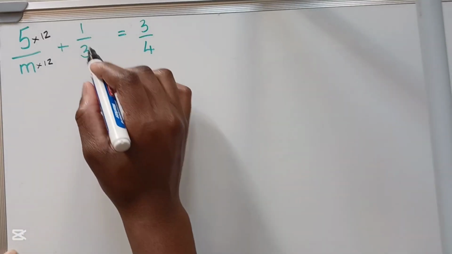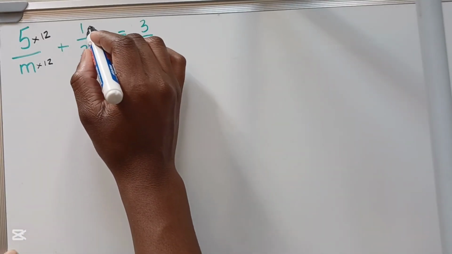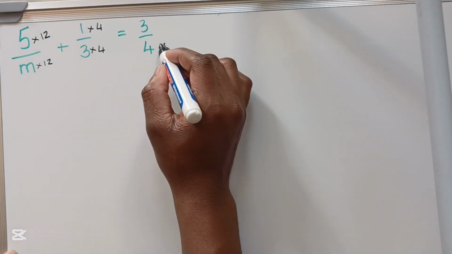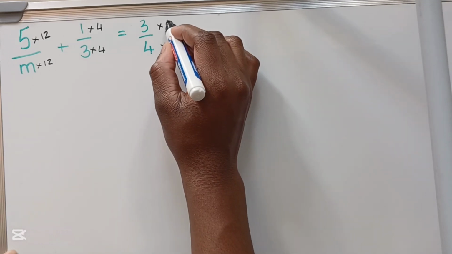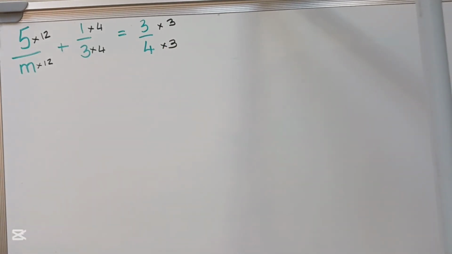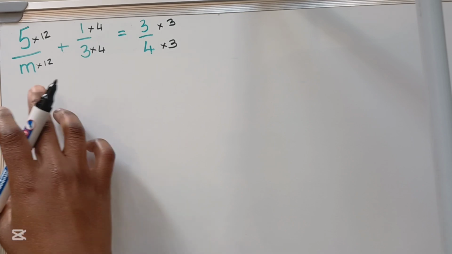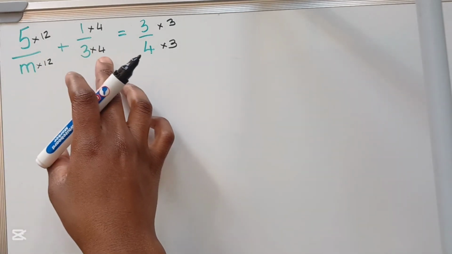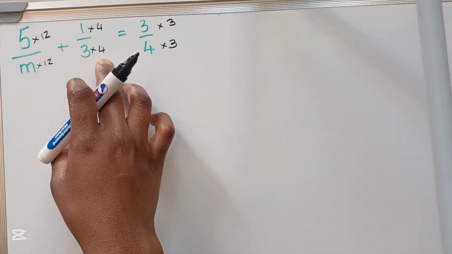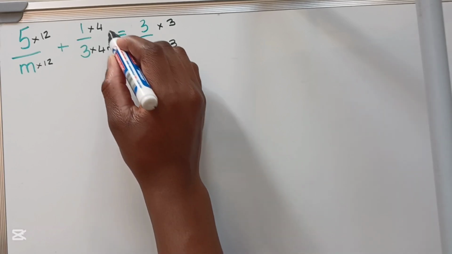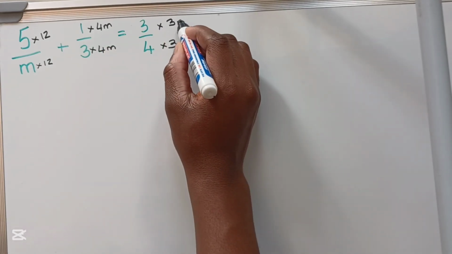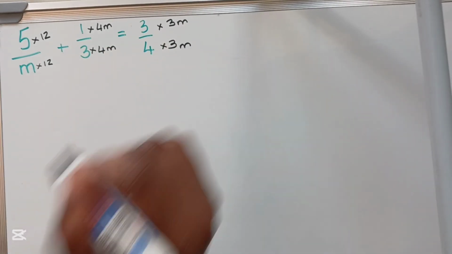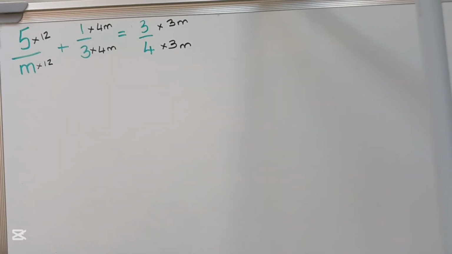12. Let's multiply this with 4. Let's multiply this with 3. So that our denominators can be the same. But since we have m here, let's multiply this side with m as well. 4m, 4m, 3m, 3m, just so that our denominators can be the same.